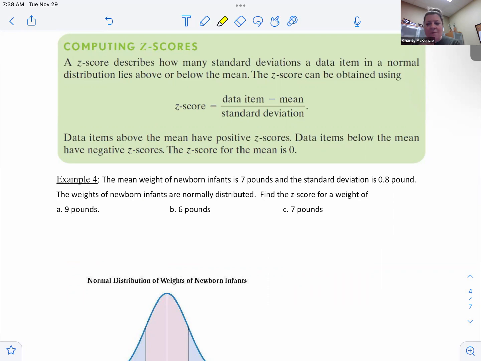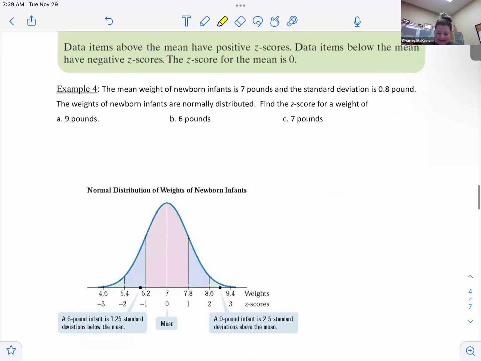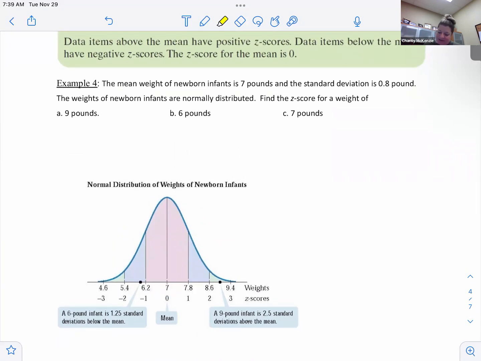And under the middle, you will be negative. So you'll know you're lower than the middle if it's negative. If you're higher than the middle, then it's positive. So let's look at some examples of using the z-score.